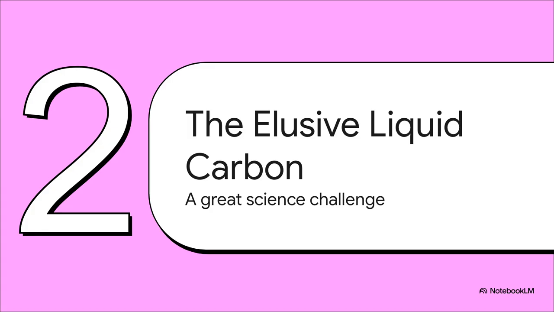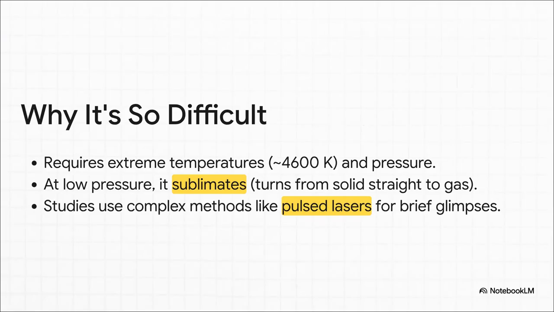So, you might be thinking, okay, why not just watch liquid carbon freeze in a lab and see what happens? Well, that's a great question, and it brings us to the next part of our story. Turns out, liquid carbon is incredibly hard to work with. It's one of the most elusive materials in all of science. Because getting carbon to even become a liquid requires some absolutely mind-bending conditions. We're talking extreme pressure and temperatures of around 4,600 Kelvin. That's almost as hot as the surface of the sun.